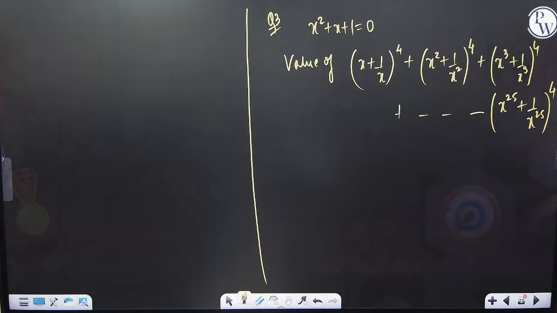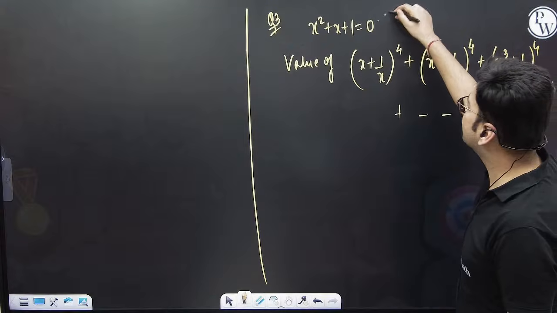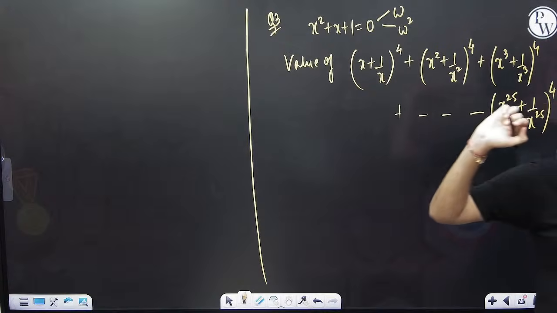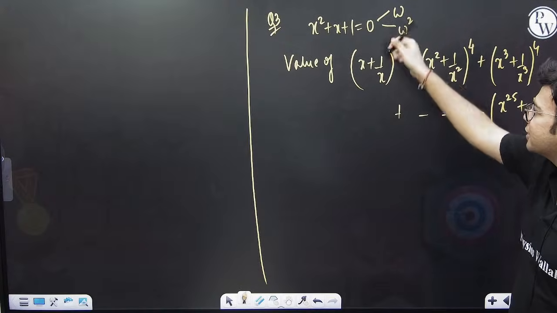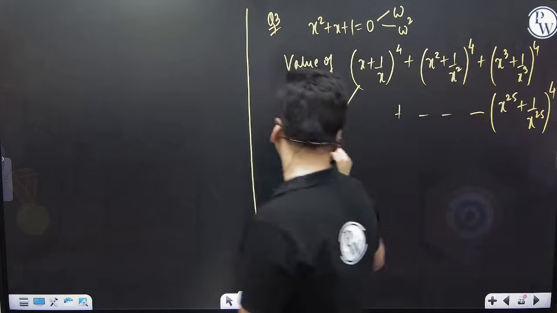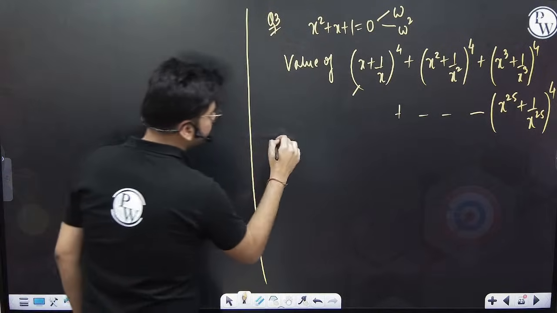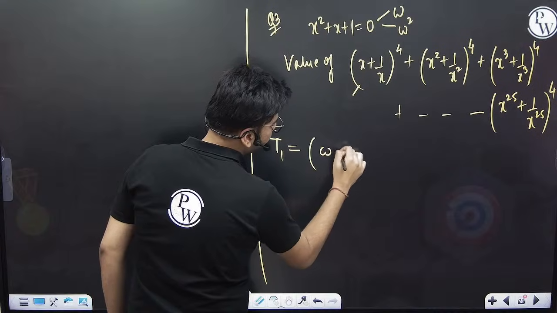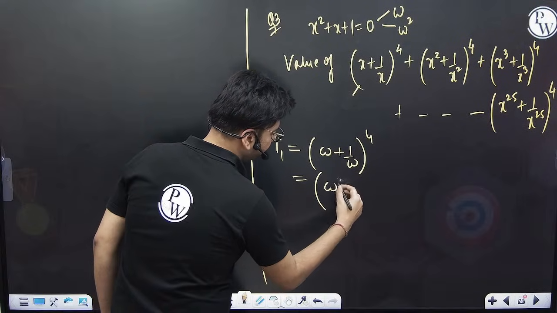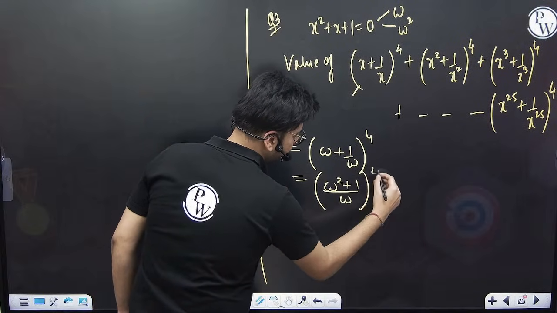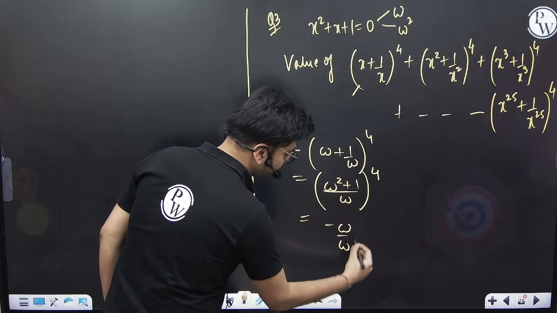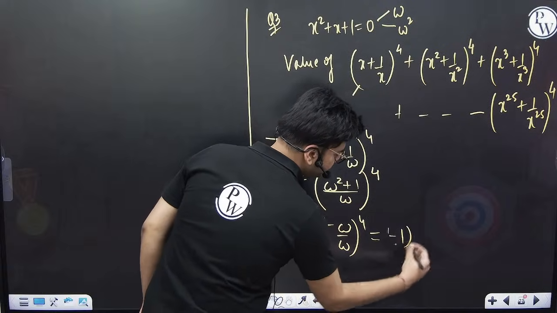So the moment you find x square plus x plus 1 equal to 0, the roots of this equation will be omega and omega square. This is the very basic detail which we have learnt in complex numbers. So roots are omega and omega square. So I can substitute the x as omega here. So what will I get? So my first term, if I write T1, T1 will be omega plus 1 by omega raised to the power 4. If I simplify this, I'll get omega square plus 1 by omega raised to the power 4. Omega square plus 1 can be written as minus omega. So minus omega upon omega raised to the power 4, which is giving me minus 1 to the power 4, which is 1.